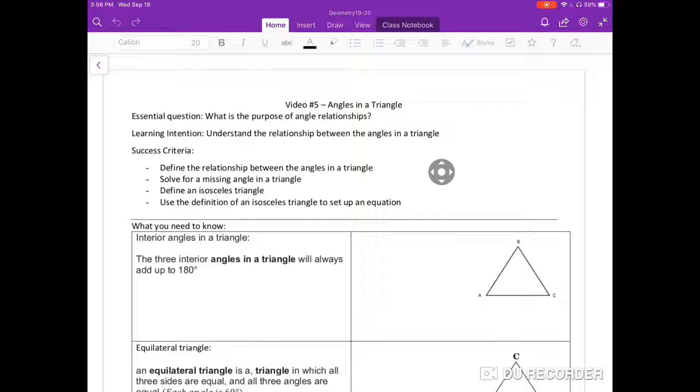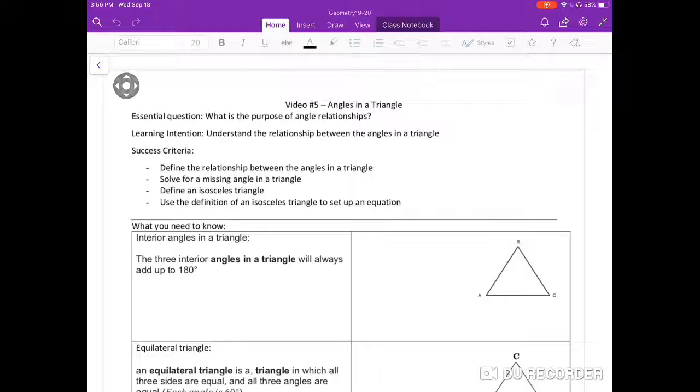All right, video 5, we are getting into triangles. So finally we're done with parallel lines and we can move on to some shapes, which is what geometry is all about. So we're going to understand the different relationships that we have with angles in a triangle. We need to be able to define the relationships, solve for a missing angle, define isosceles triangle, that's important, and use isosceles triangle to set up some equations.